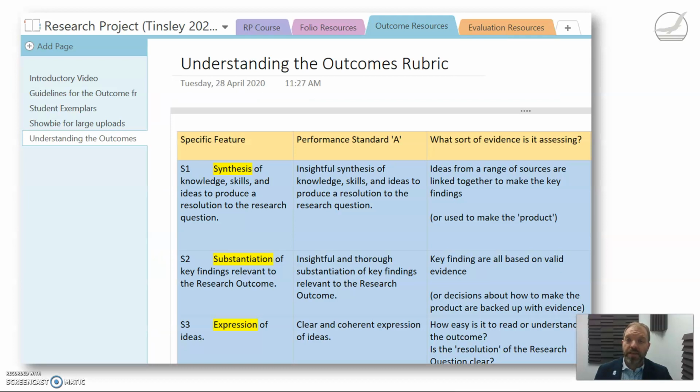Finally, for my class, there's a page in our OneNote under the outcome resources where there's some additional stuff for understanding the rubric, what sort of things we'd be looking for in S1, S2, and S3. And at the bottom of that, there's a video also from SACE explaining some of the things that might be used there as well. So hopefully this gives you some resources to structure your outcome and work out what you need to put in it in order to hit those performance standards.